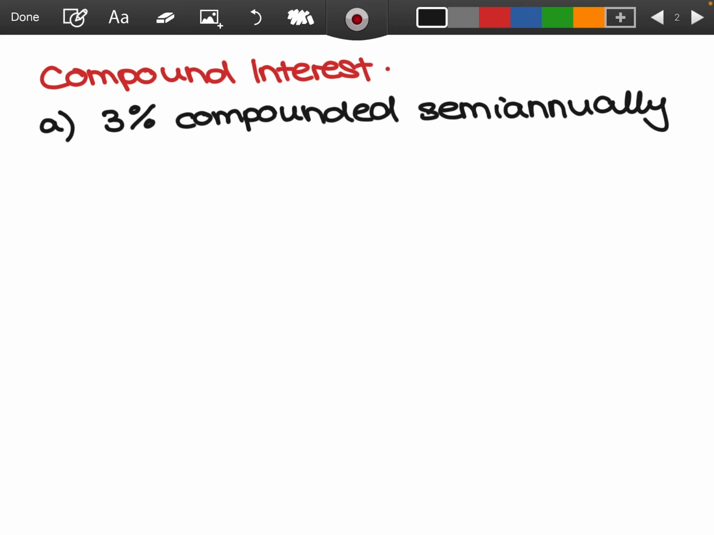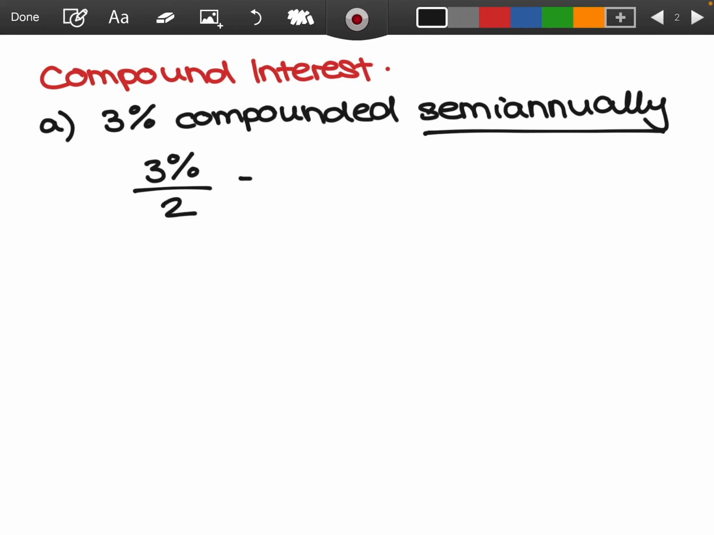Okay, what does that actually mean? When they say that, what does this actually mean? Okay, 3% is considered to be the annual interest rate. But we are compounding it semi-annually. So what I'm going to do is split that 3% into 2 because it's semi-annually. I'm going to compound twice during the year, once after the first 6 months, once after the second 6 months. So I'm going to split that into 2.